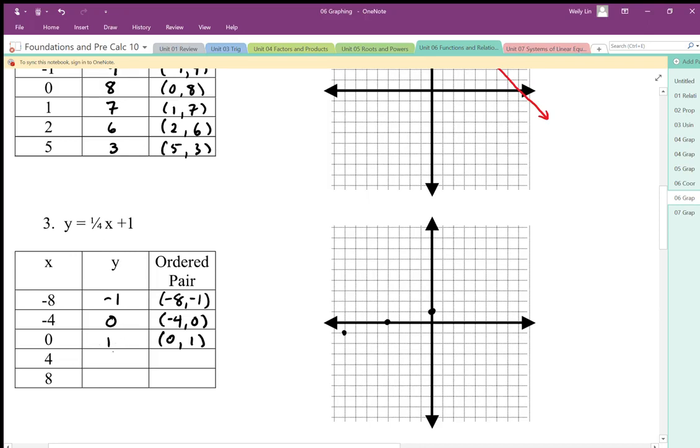At x equals 4, y is 2. So 4 over, 2 up. And again, I'm just checking. Yeah, they all seem to still be lining up. 8 divided by 4 plus 1 is going to be 3. So 8 over, 3 up is going to give me a coordinate right about there. And again, since they are all lining up in a nice straight line, that's the pattern I'm looking for. And again, I'm going to assume that this is continuous. And I know that this pattern is going to extend beyond the first and last point.